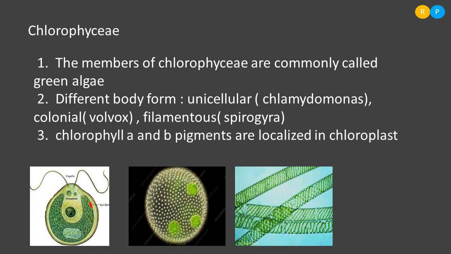The members of Chlorophyceae consist of chlorophyll pigment. Because of this pigment, they appear in green color. You can notice all the diagrams I have displayed here. They are all appearing green in color. So why do they appear green in color? Because of the pigment. The pigments present in these organisms are chlorophyll A and chlorophyll B.